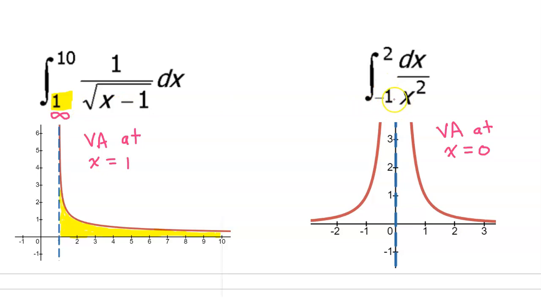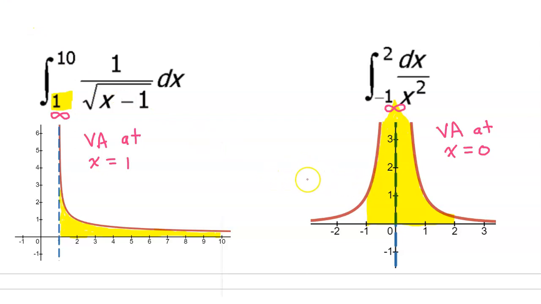For the last example, neither limit of integration is a problem, but we do see a vertical asymptote at x equals 0 because that causes the denominator to be 0. Because of the limits of integration, the area stops here and here. But because of the vertical asymptote, the area approaches infinity near the asymptote.